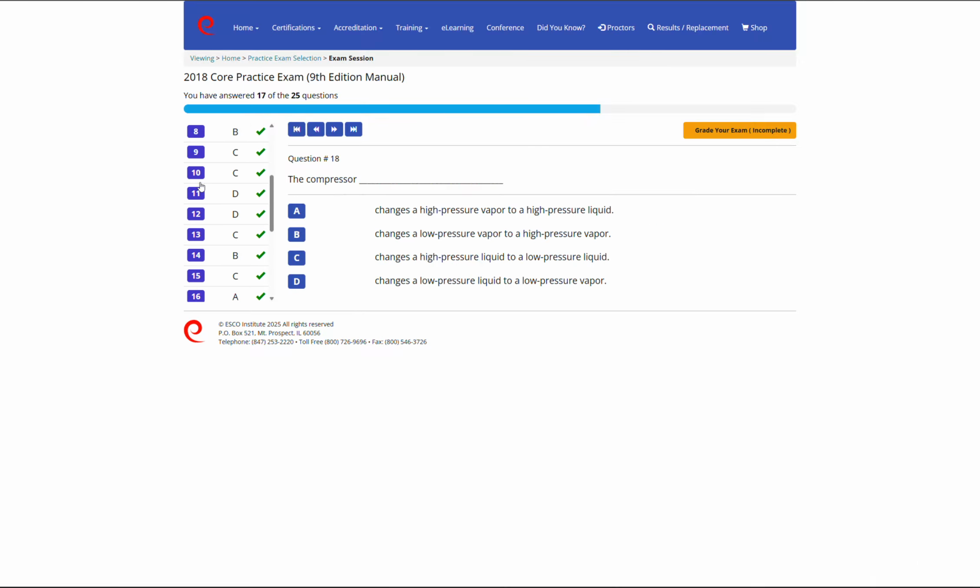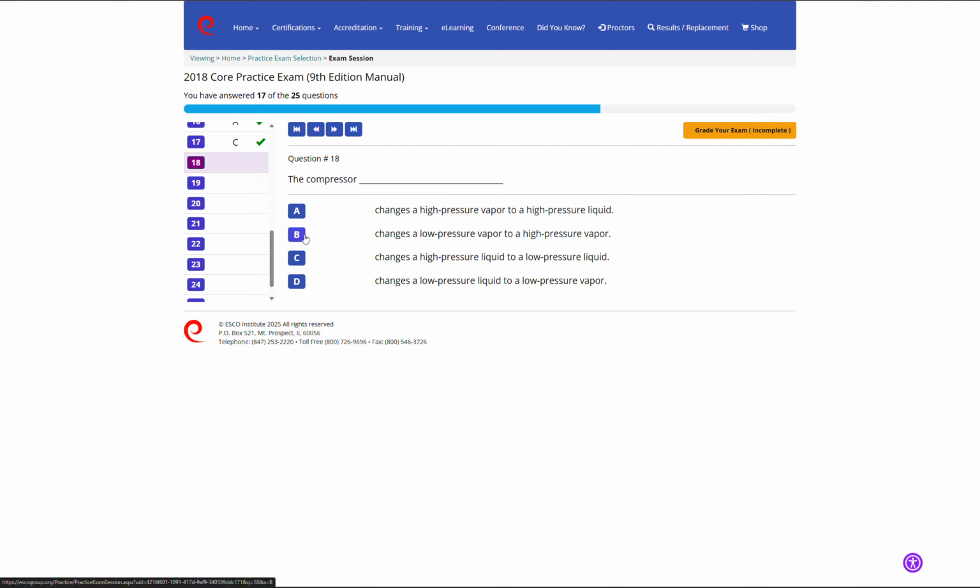Okay, so the compressor: A changes a high pressure vapor to a high pressure liquid. B changes a low pressure vapor to a high pressure vapor. C changes a high pressure liquid to a low pressure liquid. D changes a low pressure liquid to a low pressure vapor. B. Compressors take that low pressure, low temp vapor and crank it up. No liquids involved. That's the condenser's gig. Next question.